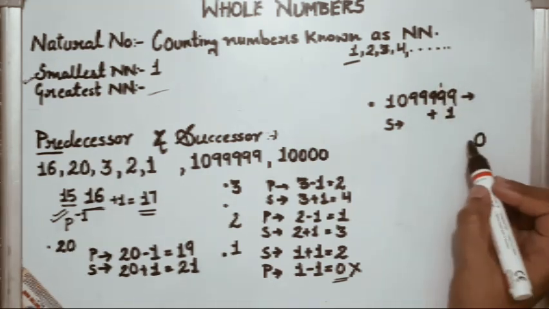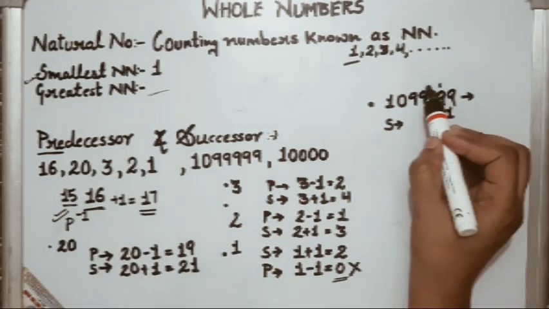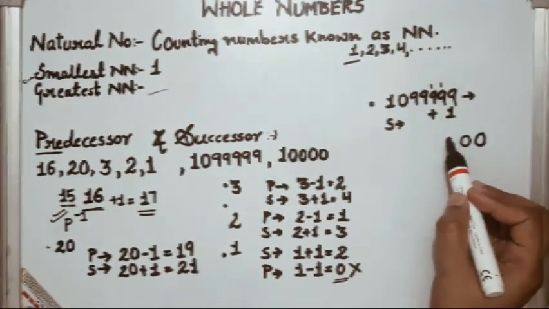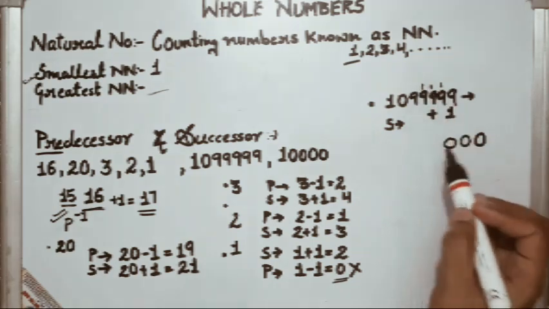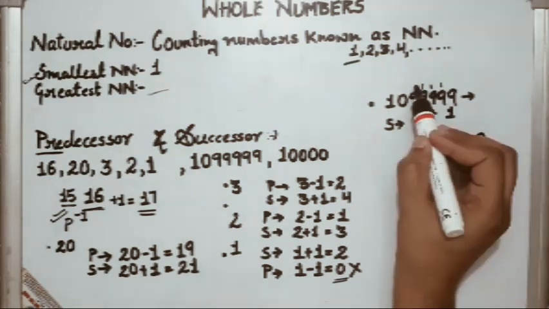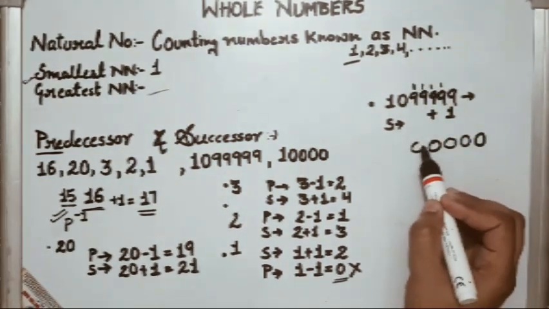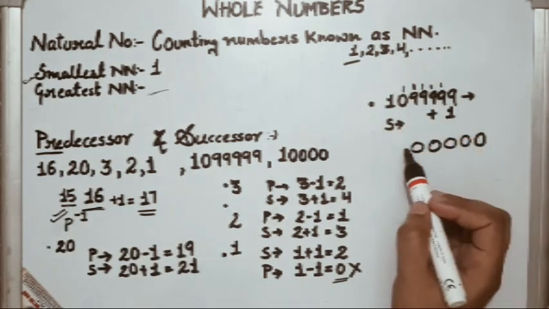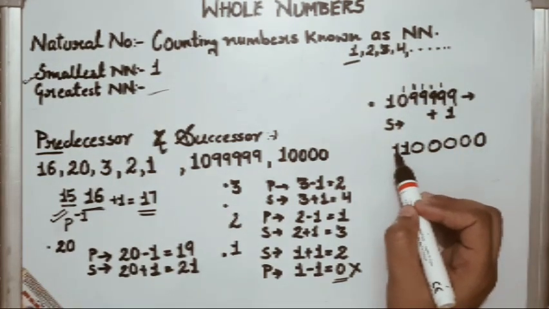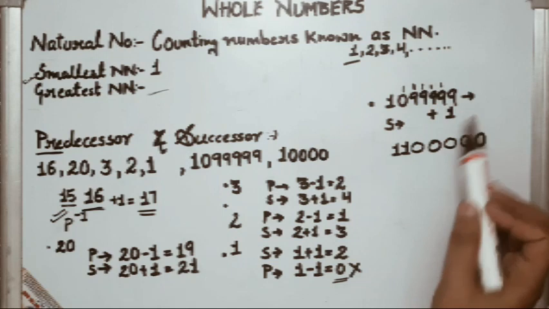So you got 9 plus 1, 10. Carry 1. 9 plus 1 is 10, 0, carry 1. This repeats for each 9. Then 1 plus 0 is 1, and 1. So this becomes its successor.